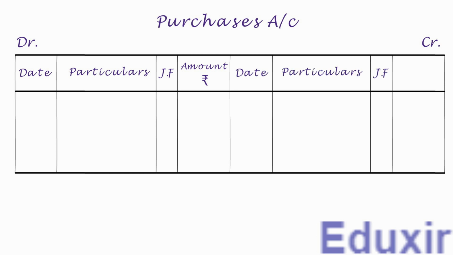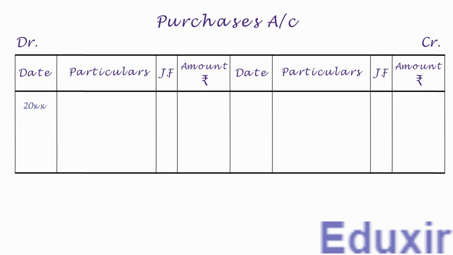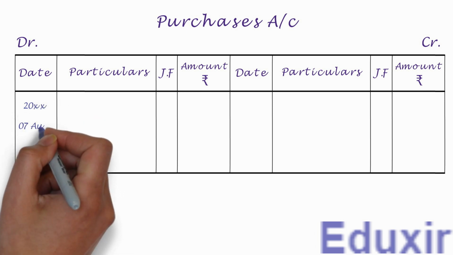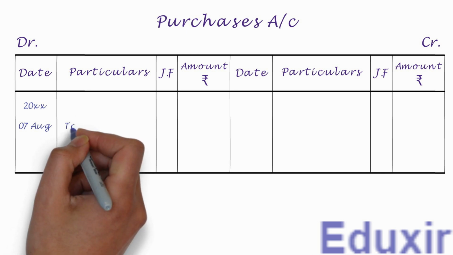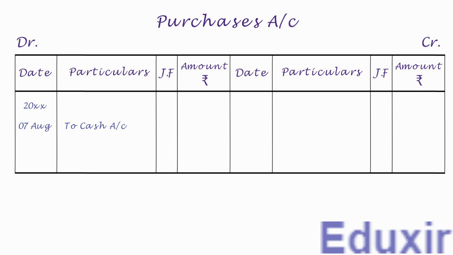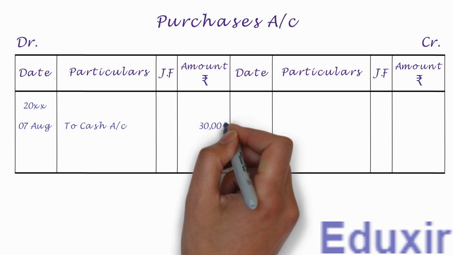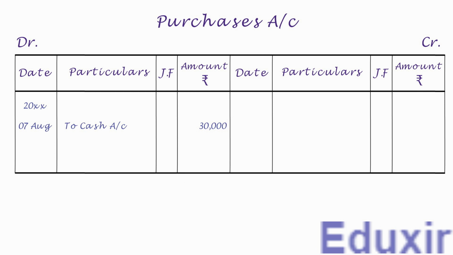Let us have the same columns on the credit side also. Now let us first write the year in the date column. Let us now write the date. We need to write to cash account into the particulars column. Let us now write the debit amount of 30,000 rupees into the amount column. With that, we have completed the posting of this journal entry into the purchases account.